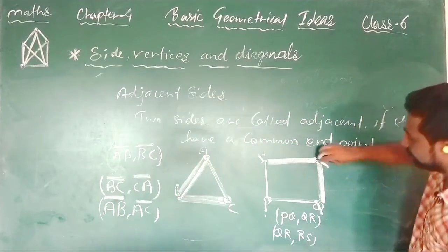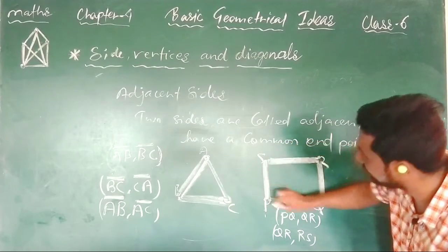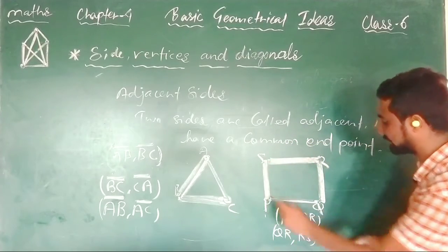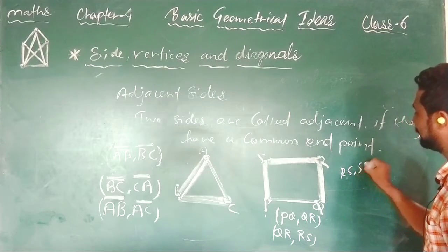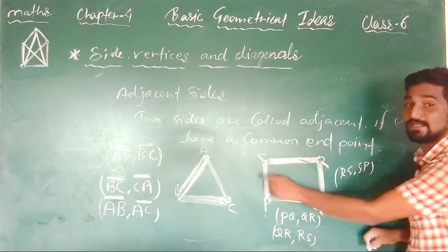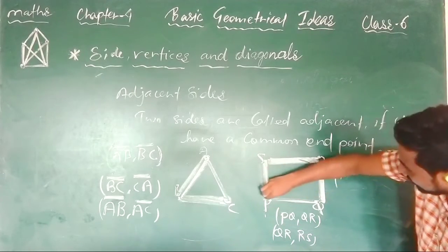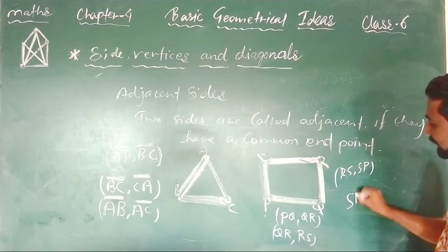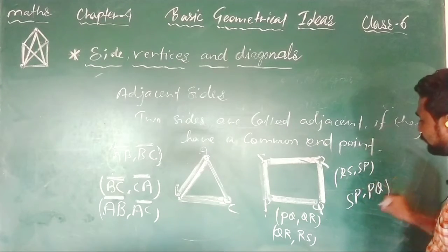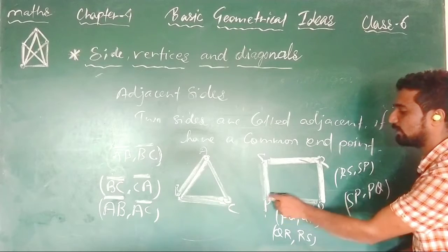Now you see this line and this line segments, this RS and this SP, RS and SP. This is also called what? Adjacent line segments. And this SP and this PQ, these two are also called adjacent because they have a common endpoint.